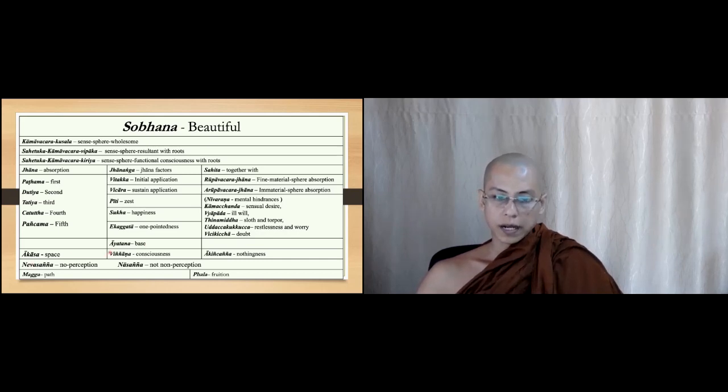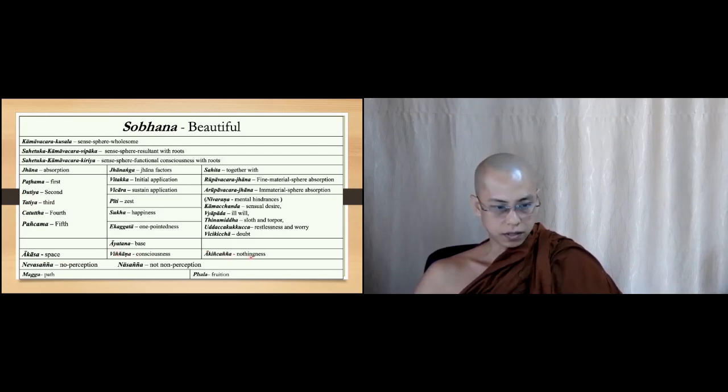So the word ayatana comes together with akasa. So akasa nanchayatana, in this way we will find the category of the consciousness. Akasa is space, ayatana is base, vinyana is consciousness, and akinchana is nothingness. Nevasanya, no perception, nasanya, not non-perception. So nevasanyanasanyayatana is translated as neither perception nor non-perception.